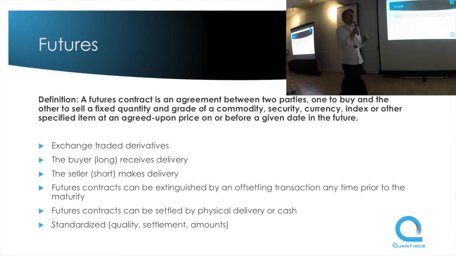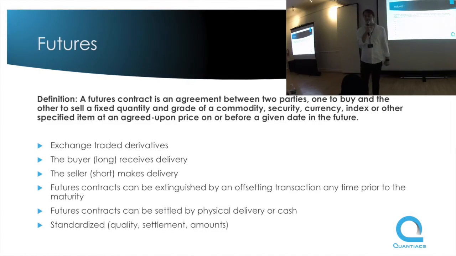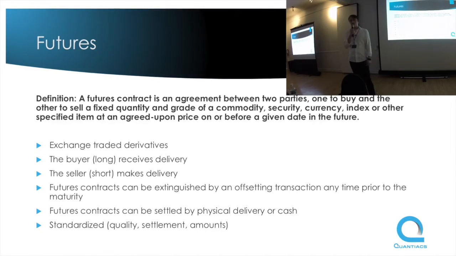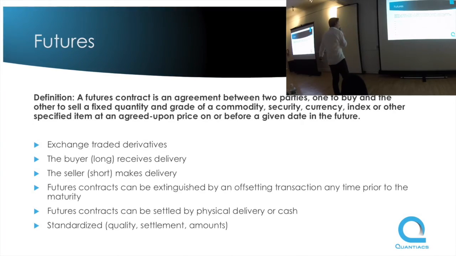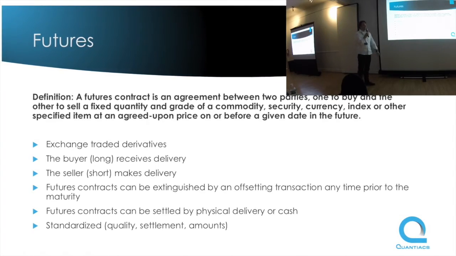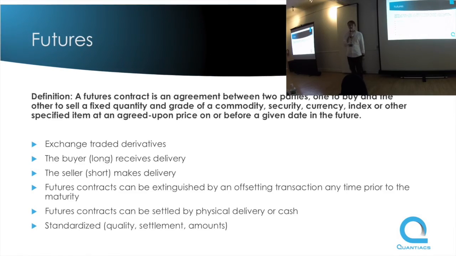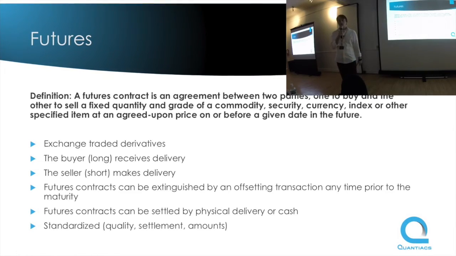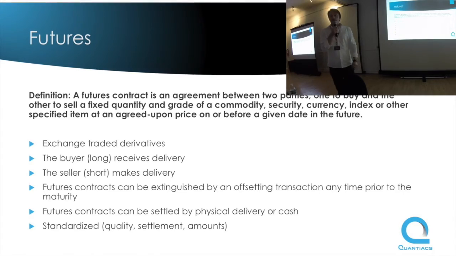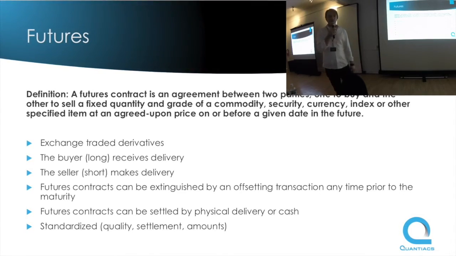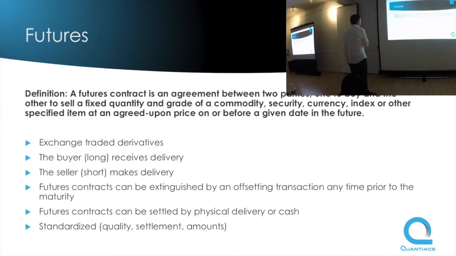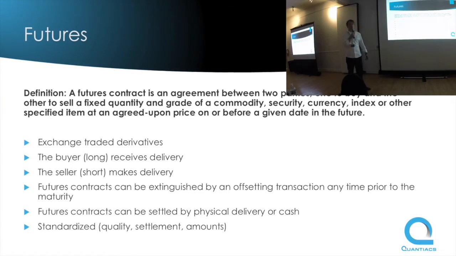Maybe it's easier to understand futures by understanding their properties. So futures are generally exchange-traded derivatives. They are created by an agreement between a buyer and a seller. So a future contract can be created by market participants. The buyer is said to be long the future. He receives the delivery at the contract maturity, and the seller is said to be short. He makes the delivery.